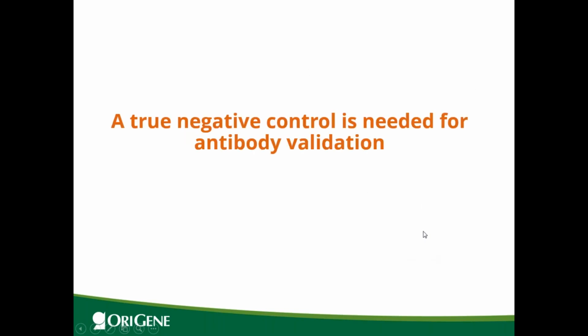Now let's move on to the second part of my presentation. We have talked about how to use overexpression lysate to validate the specificity of antibodies. But to fully study the specificity of the antibody, we need a true negative control for our validation. And this will be the main topic for the second part of my presentation, which is using the knockout cell lysate to do the antibody validation.